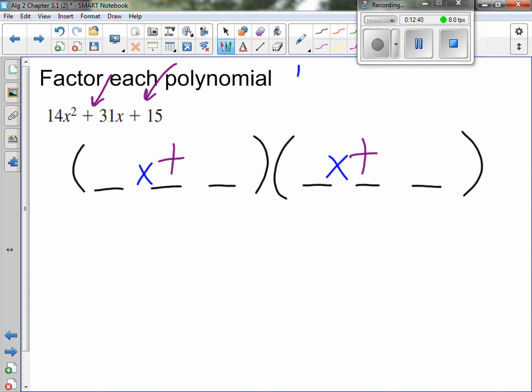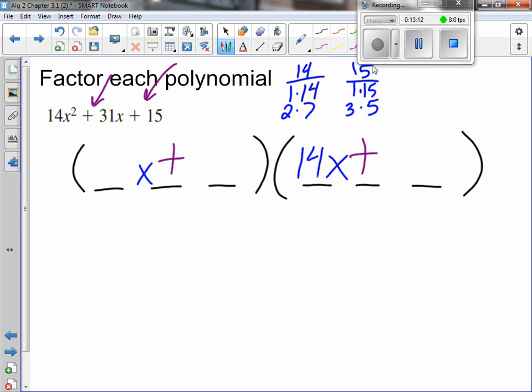Now we need to look at the factors of 14 and 15. Factors of 14 are 1 times 14 and 2 times 7, and factors of 15 are 1 times 15 and 3 times 5. So for factors of 14, do we want to use 1 and 14 or 2 and 7? So 1 and 14. What about factors of 15? 1 and 15 or 3 and 5?